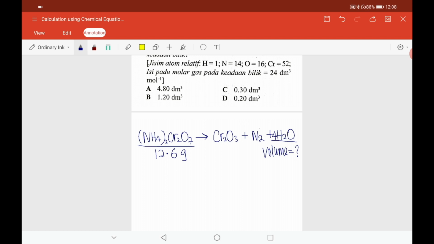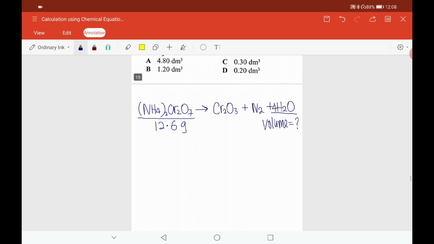What is step number 3? Step number 3 is to change anything to mole first. We have 12.6 gram, which is mass. So we will change the mass to mole by using RAM and dividing. The mass is 12.6, and we need to divide by the RAM first. So we need to find the RAM for your substance. Let's find the RAM.